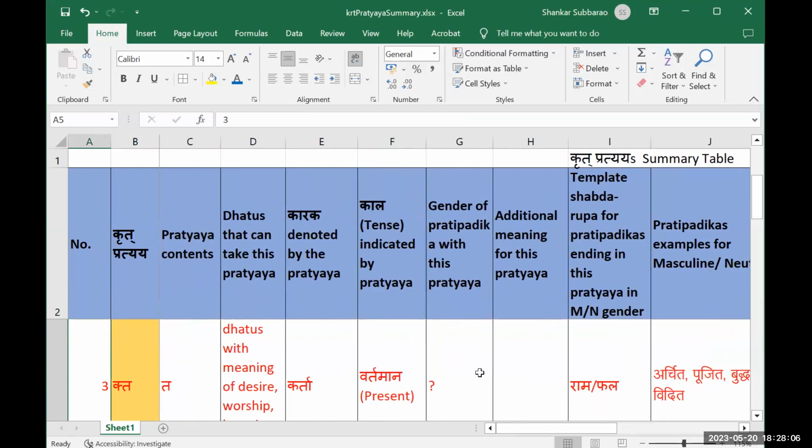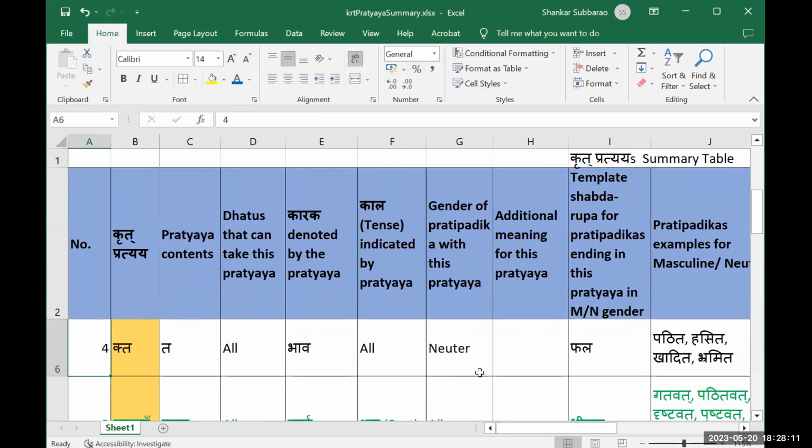Now we'll look at one more way of looking at kta. Fourth kta. What is this now? What dhatus can take it? All dhatus can take it. In what sense? Only in the sense of bhava. What's the difference between this and the first kta we saw? This one is only in the sense of bhava, not karmani, and the kala is not bhuta. The time is all times.